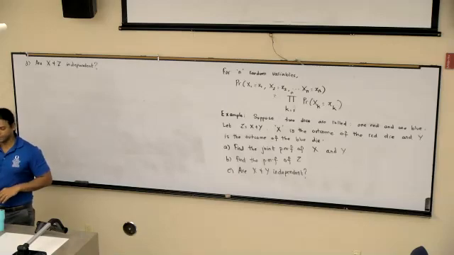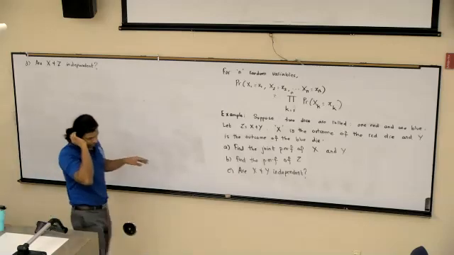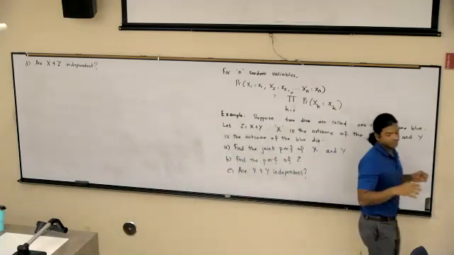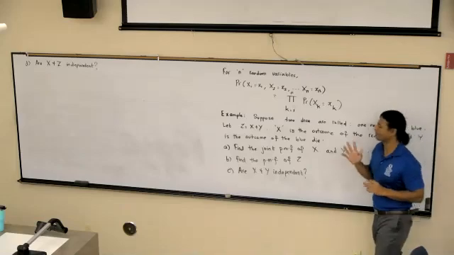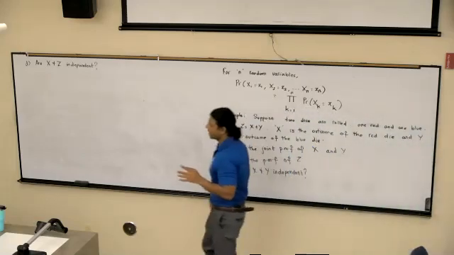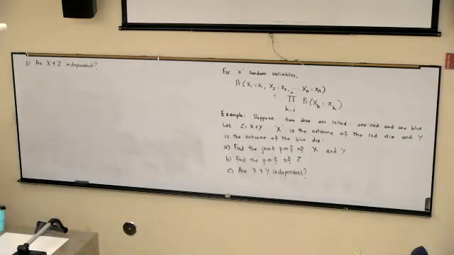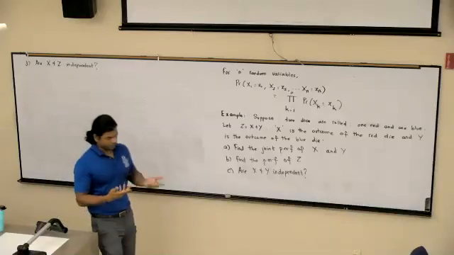So we roll two dice. One is red and the other is blue. Z is a new random variable that is equal to X plus Y. X is the outcome of the red die and Y is the outcome of the blue die. We want to find the joint PMF of X and Y. So what is the joint PMF of X and Y?